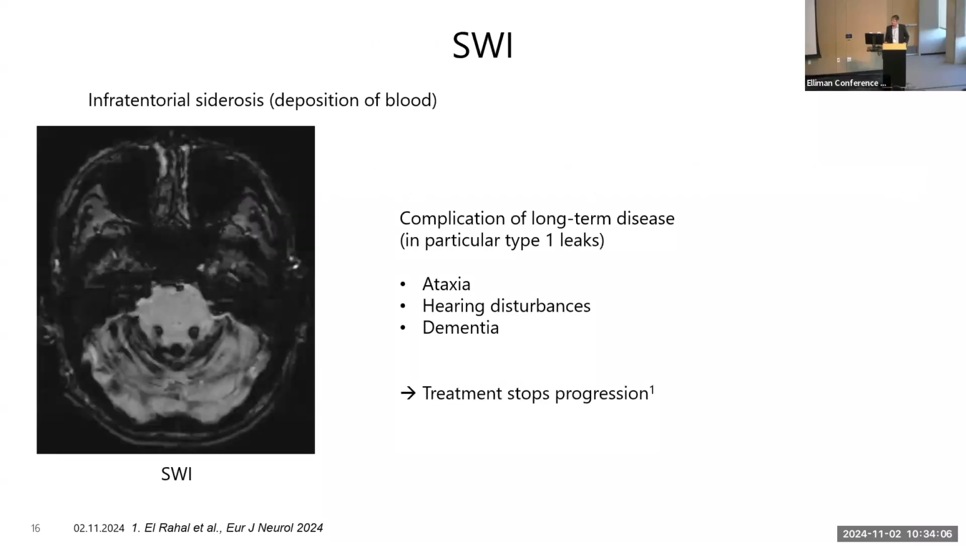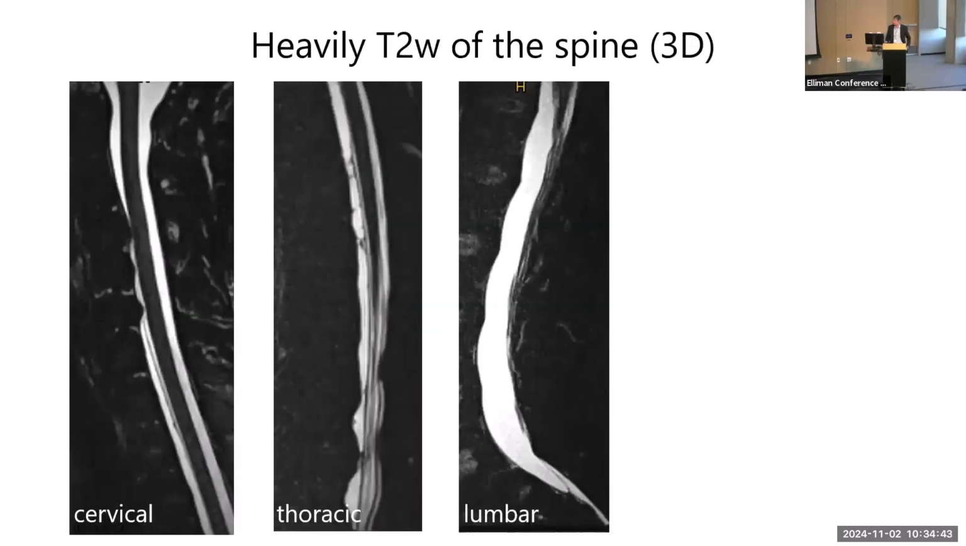Then we have the SWI, the susceptibility weighted imaging, a special sequence with which we can see the deposition of blood products in the cerebellum, and we call it infratentorial siderosis. This may occur in patients with a very long course of the disease, usually more than 10 years. And we can see a signal loss. These patients usually present with ataxia, hearing disturbances, or even dementia. And once we find the leak, we can stop the progression or even improve the symptoms.